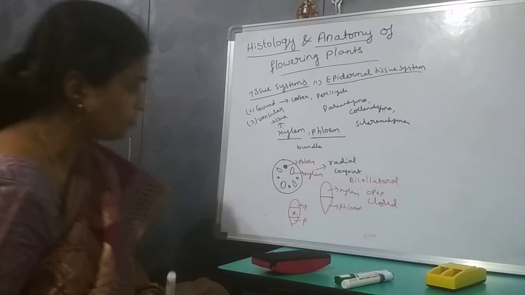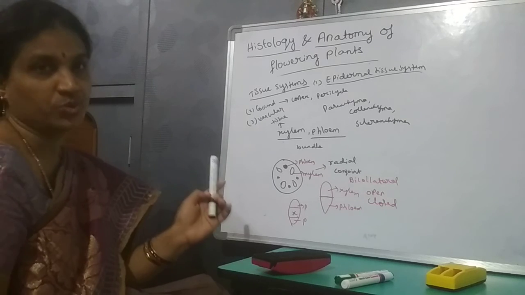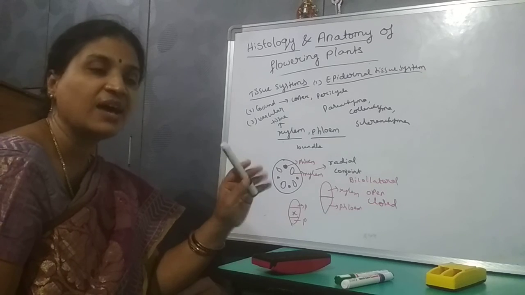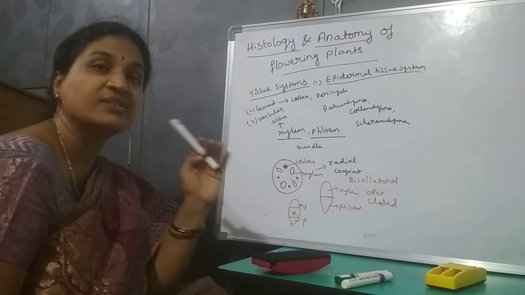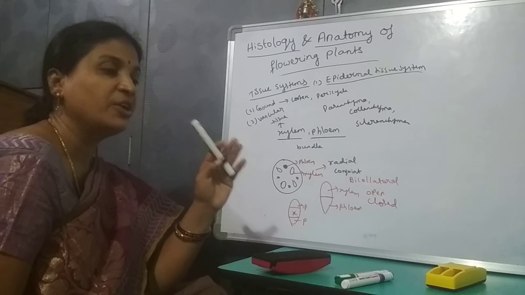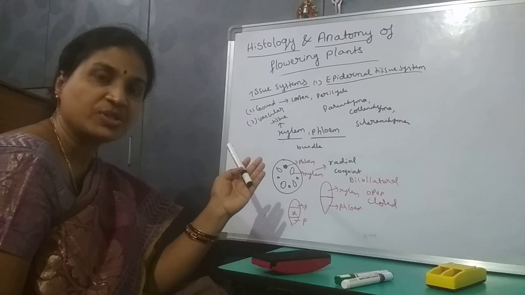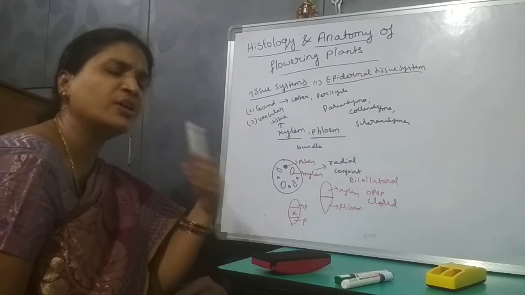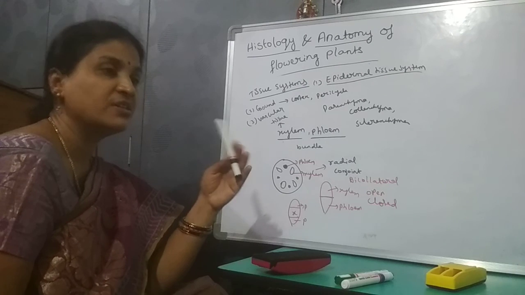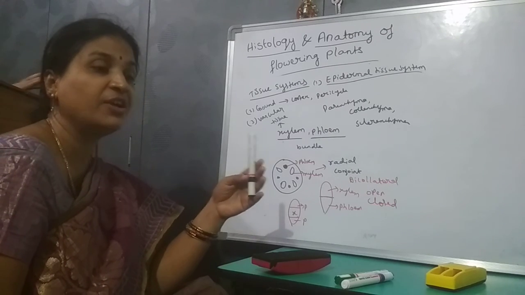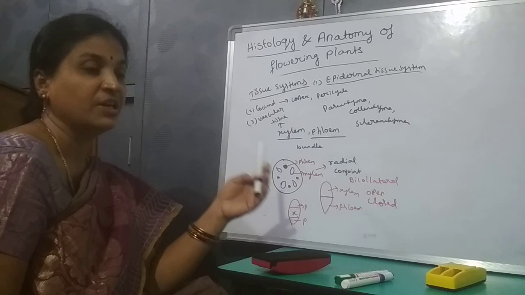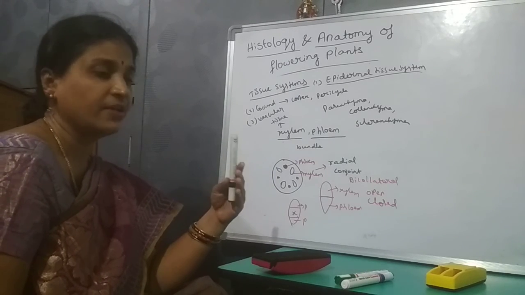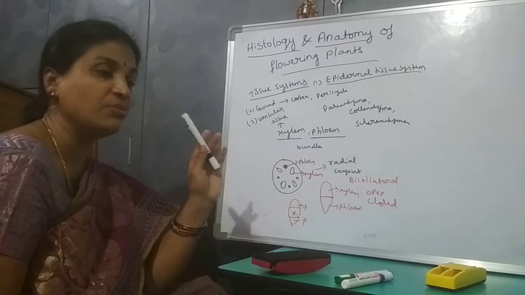This is about the tissues. So a small summary: the tissues are the group of cells having same origin and same function. These tissues are divided into meristematic tissues and permanent tissues. Meristematic tissues are going to undergo continuous division. They are divided into primary meristem and secondary meristem. The primary meristems are again divided into apical meristem and intercalary meristem. The secondary meristems are present in the secondary growth. That is about the meristematic tissues.